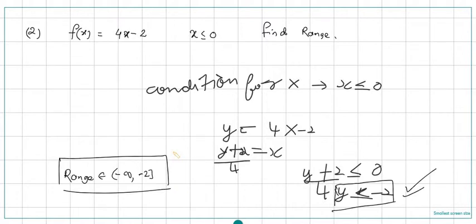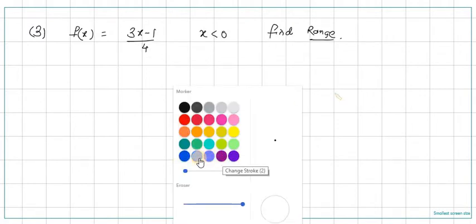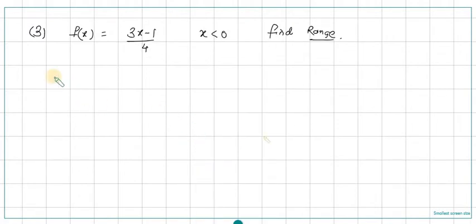Now, there's another way to do this kind of question. Suppose I have any function f(x) given, let's say (3x minus 1) by 4, and x is less than 0. We have to find the range. And this time I'm using a different strategy to solve it. Please try to understand, this is another way to do this.